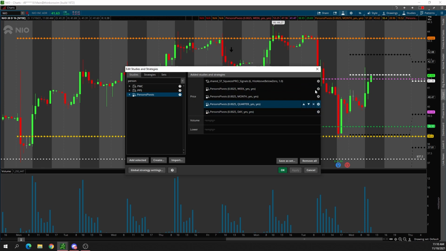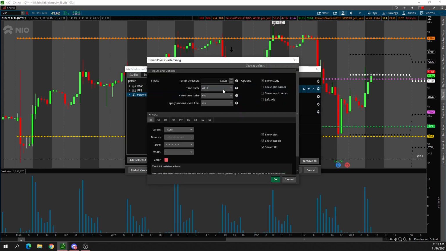Once you do your daily, you then want to go to the next Pearson's pivot, select weekly or week, and again show only today. So yes, and then again make sure that your R3 and S3 are plotted on the chart, and make sure to color code your resistance, your pivot points, and your supports. That way you can differentiate.